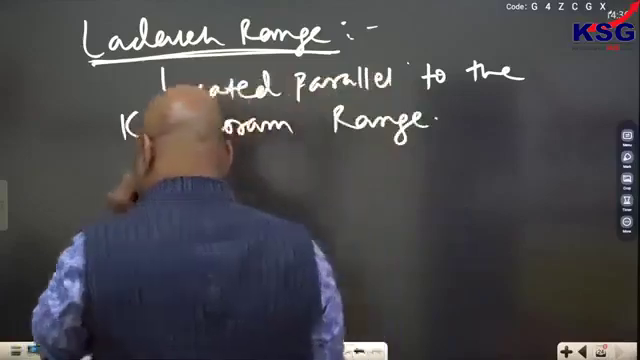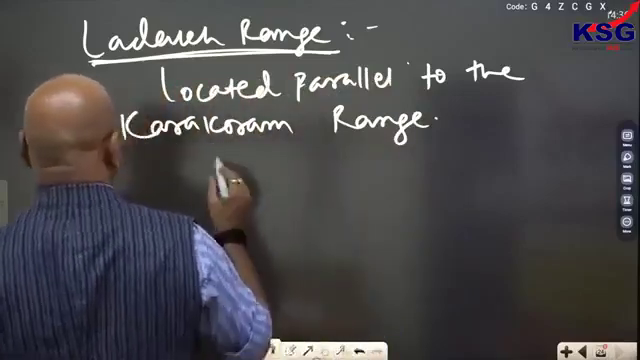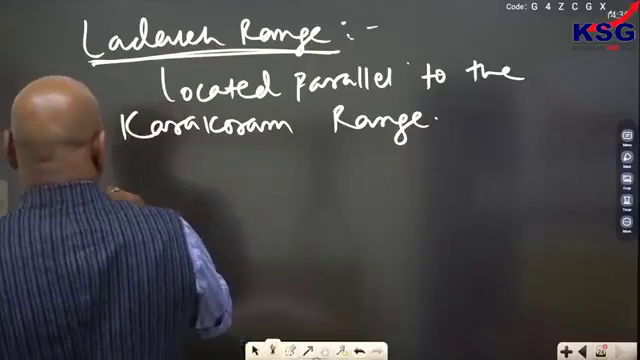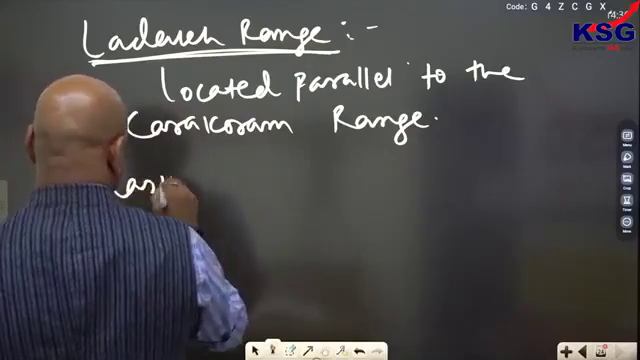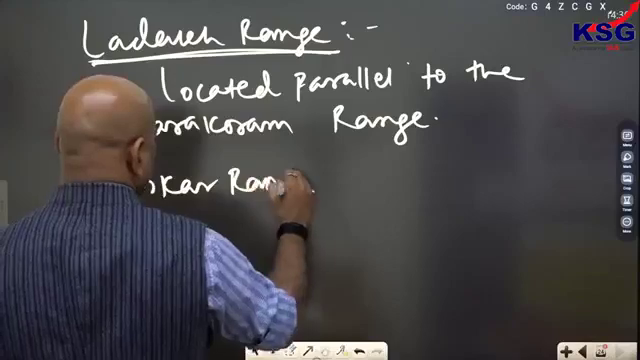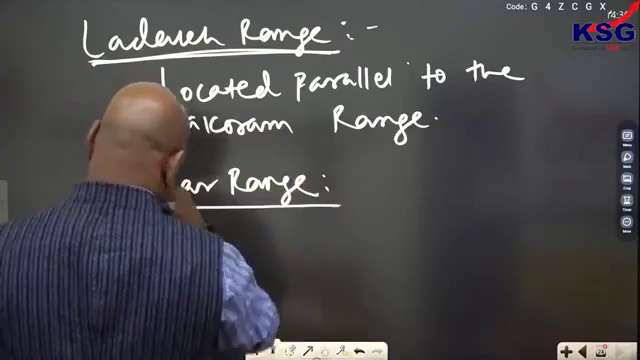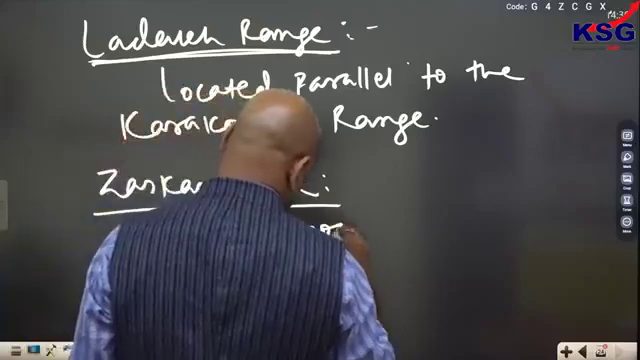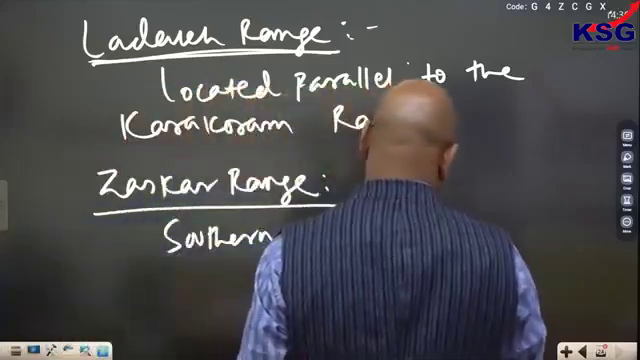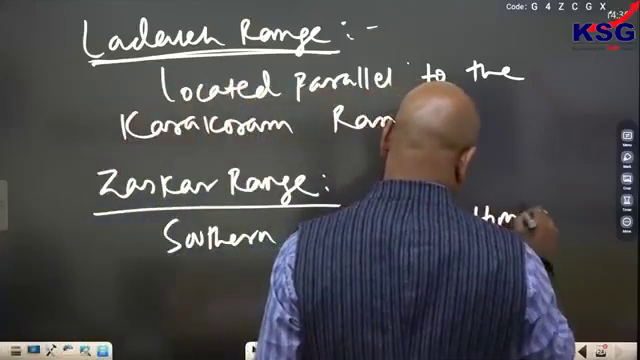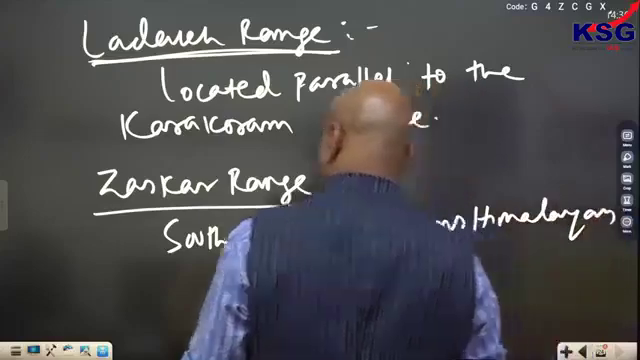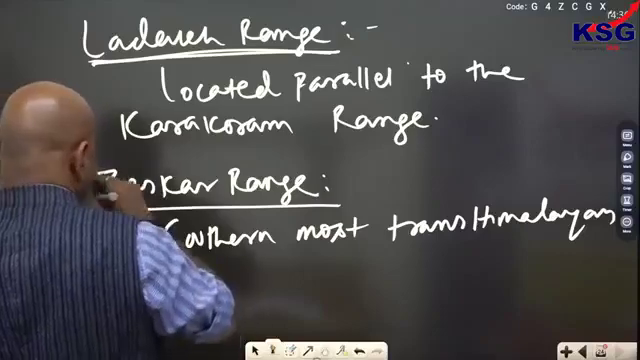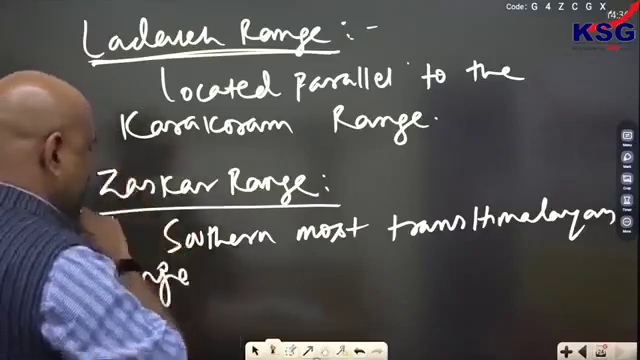Okay. There is not much height. Peaks are comparatively less high, not very important for us. Then you have the Jaskar range. Remember, this is the southernmost Trans-Himalayan range. And remember that Ladakh and Jaskar are here.